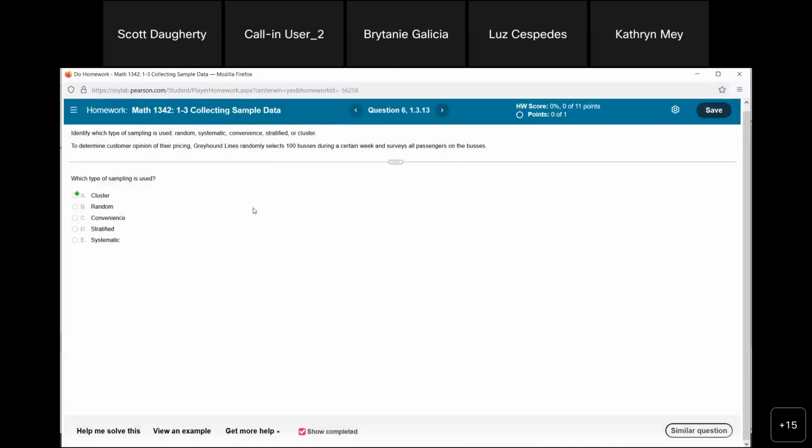So here's another one. To determine customer opinion on their pricing, Greyhound Lines randomly selects 100 buses during a certain week and surveys all the passengers on those buses.